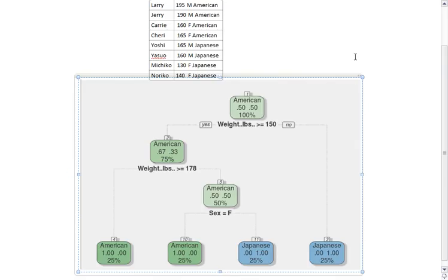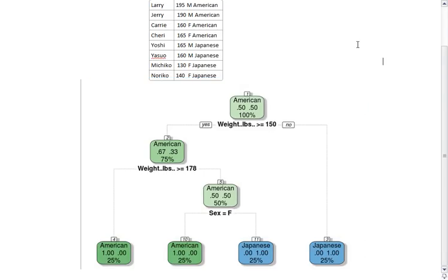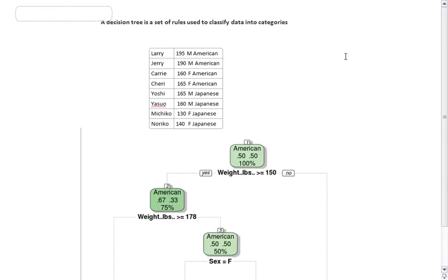Hello guys, so in this video I will explain what is the intuition behind the decision tree model. A decision tree is a model where we fit different kinds of rules. We get a set of rules based on the variables in the data set to classify the target variable.